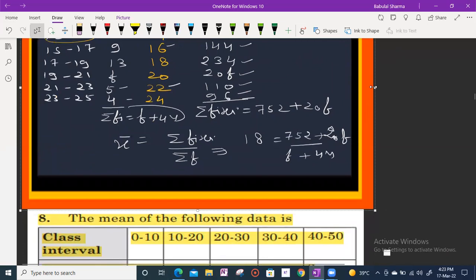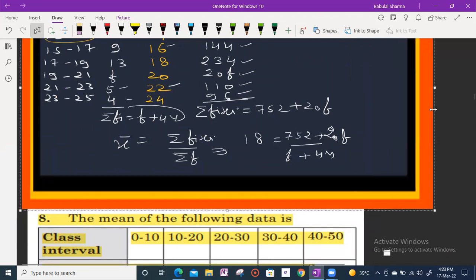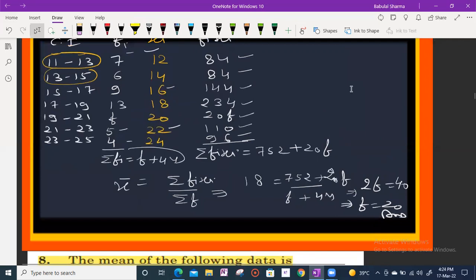On further simplification, we can write here. Can you simplify it further, students? Or I have to. So on further simplification, we can write that twice of f is equal to 40, or f is equal to 20, the answer. You solve it by the cross multiplication method and then get the answer. The value of f will be 20.